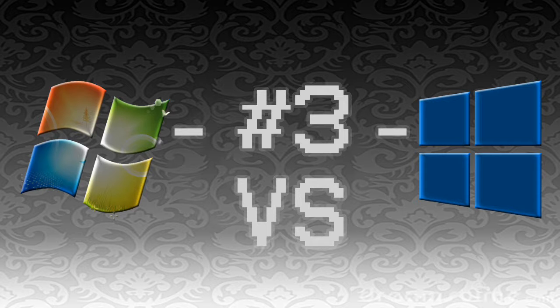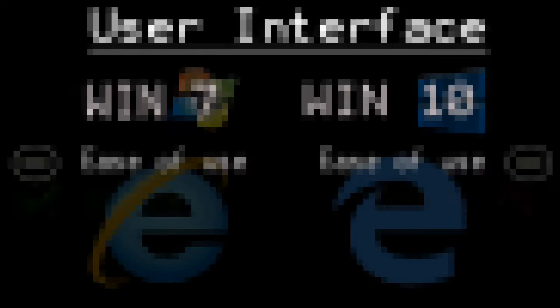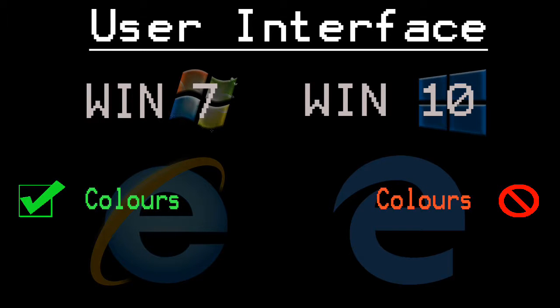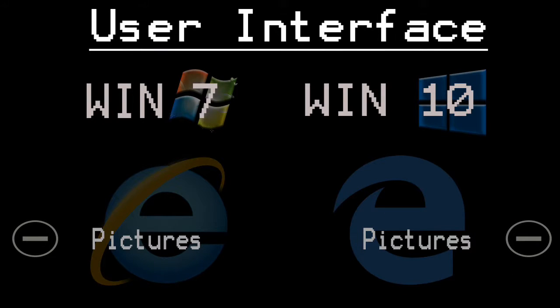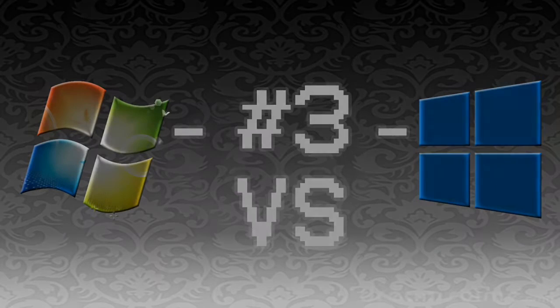So for the first main category of user interface, we have ease of use. I gave them both as a draw. Colors, I think it was pretty obvious it had to be Windows 7 because it changes based on the color of what your taskbar is, whereas Edge doesn't do that. Pictures and illustrations I said was both a draw, and understanding and language was also both a draw.